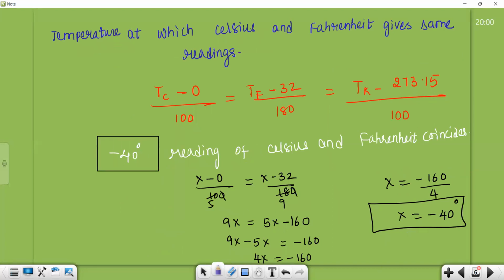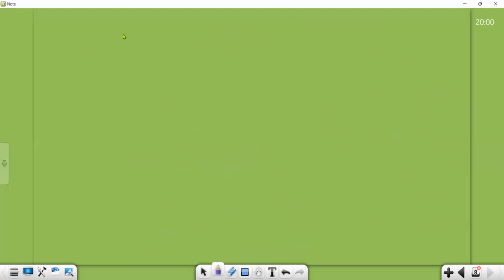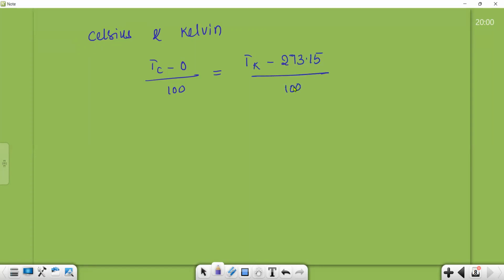Okay, ma'am. Now we will see one more scale, Celsius and Kelvin. So for Celsius, TC minus 0 by 100 is equal to TK minus 273.15 by 100. This we know. Now tell me, 100 cancels, right? Yeah, ma'am. So let it be x. We are left with x is equal to x minus 273.